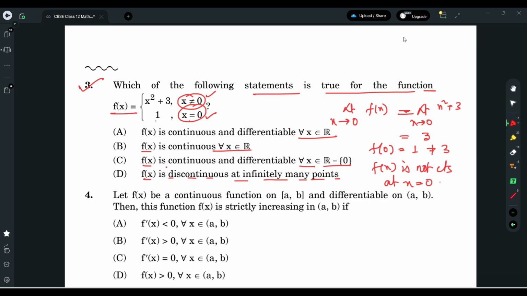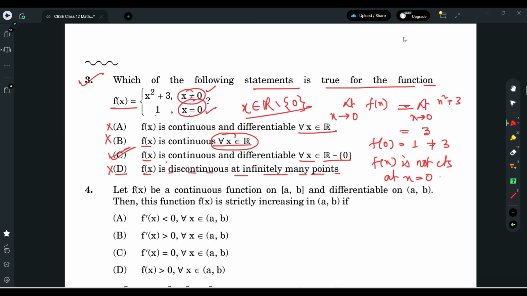So this function has a definition break at the point x equal to 0. So except the point x equal to 0, in all other points this f(x) is continuous. So x belongs to R minus 0, f(x) is continuous. That means option C is correct. Because it has only one point of discontinuity, D is not correct. And for all x belongs to R it is not continuous, that means this is also incorrect and this is also incorrect.